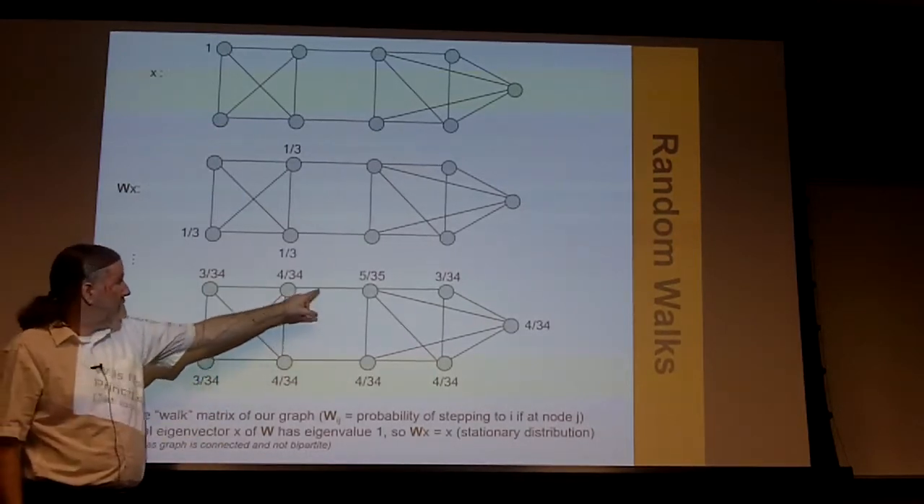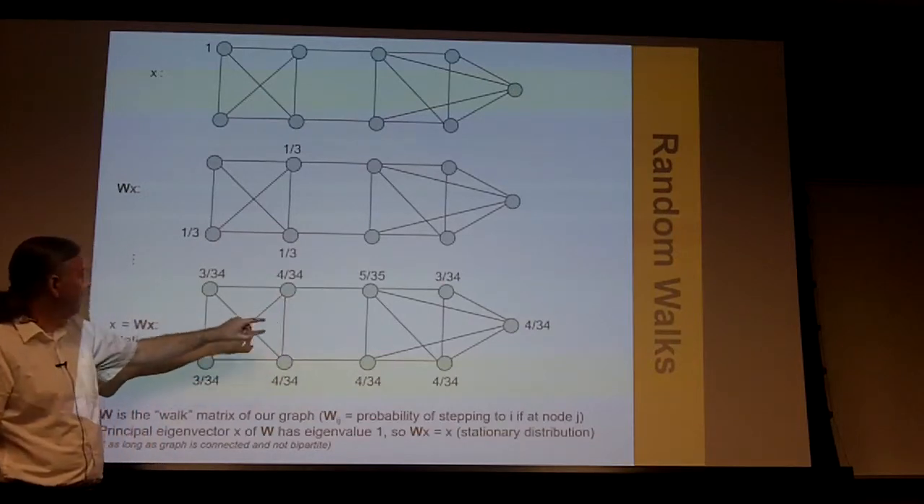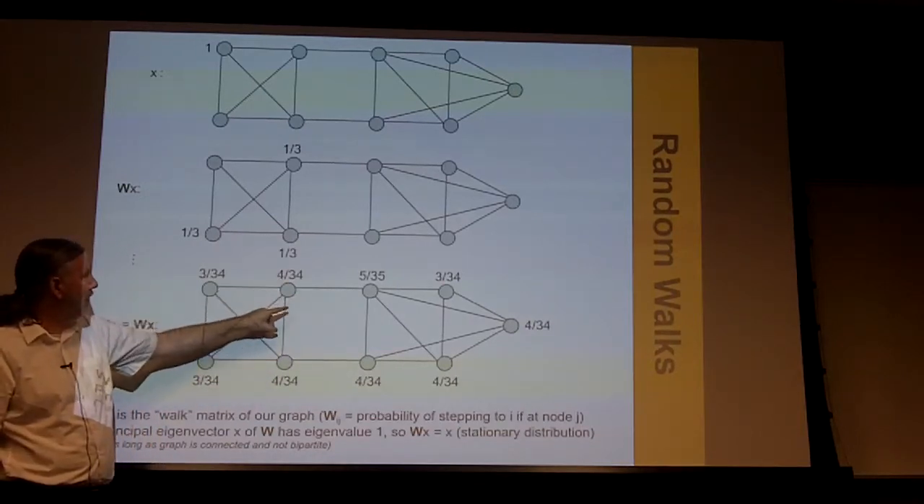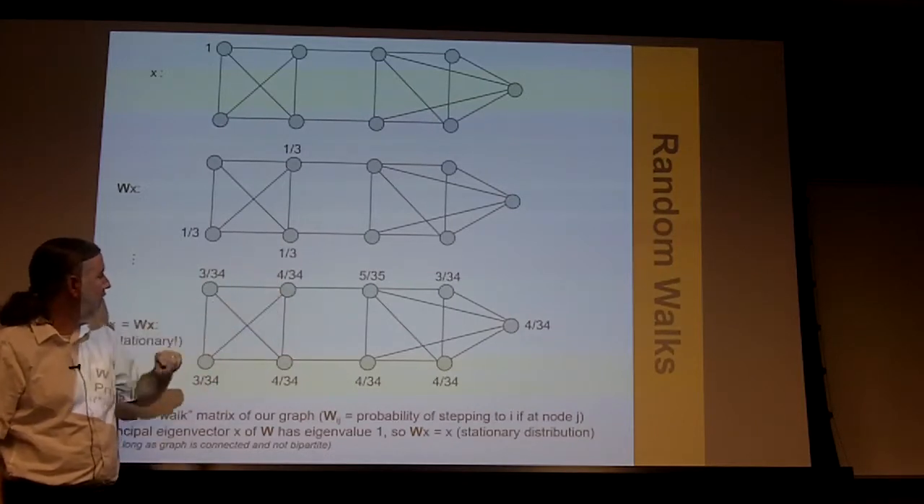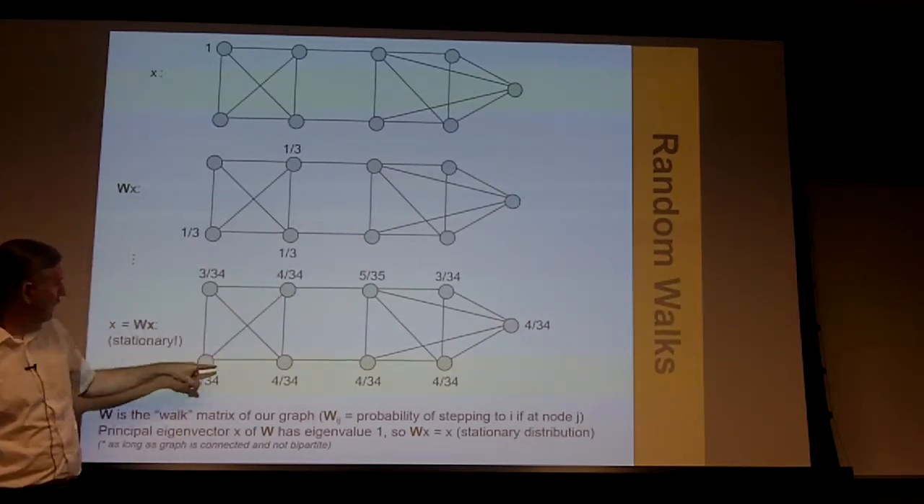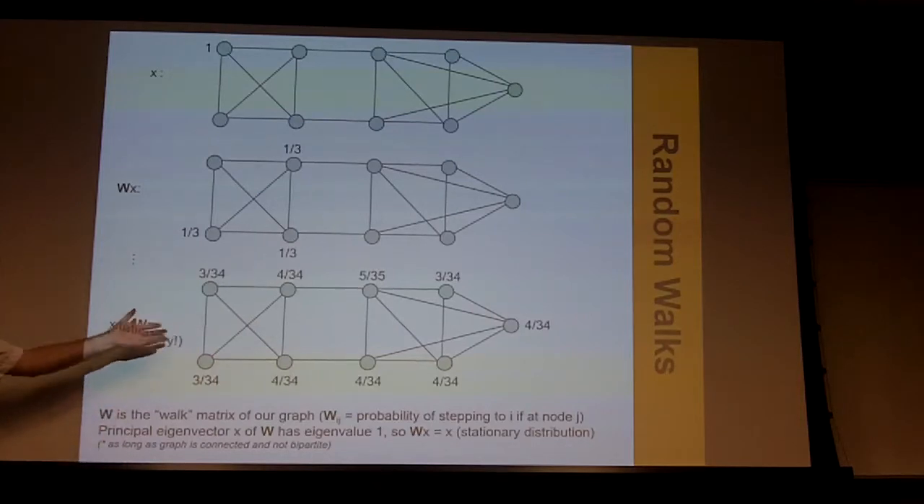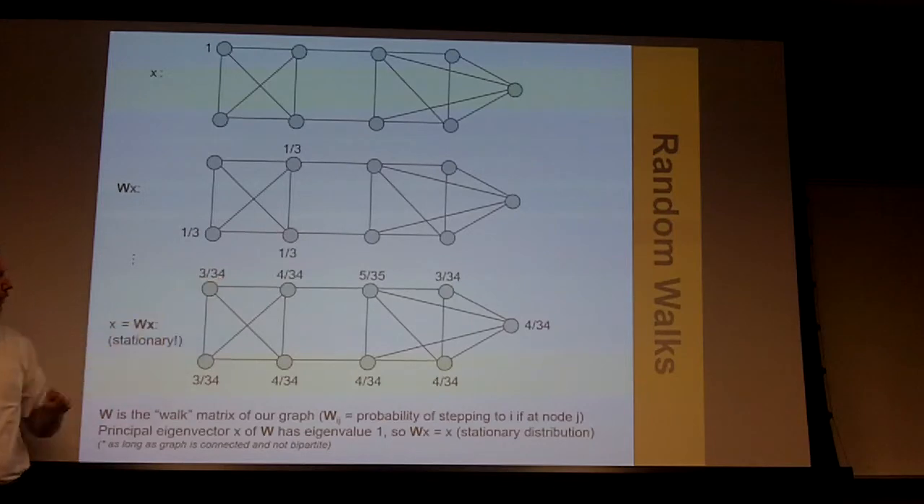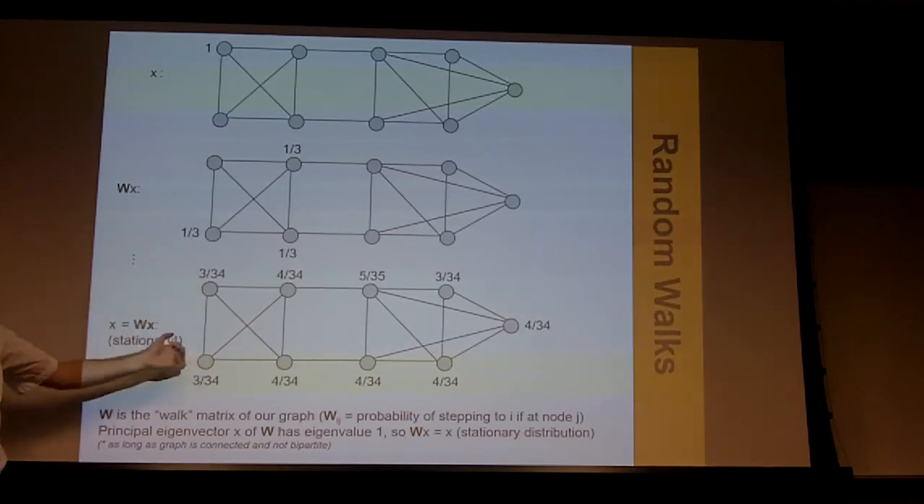In this case, if you have an undirected graph, you'll notice that the stationary distribution, the weight of each node, is just proportional to its degree. So here I have 4 outgoing edges, and it's 4 out of 34. Here I have 3 outgoing edges, so it's 3 out of 34. It's more interesting in a directed network, where it's not as obvious what the weights are going to end up being.